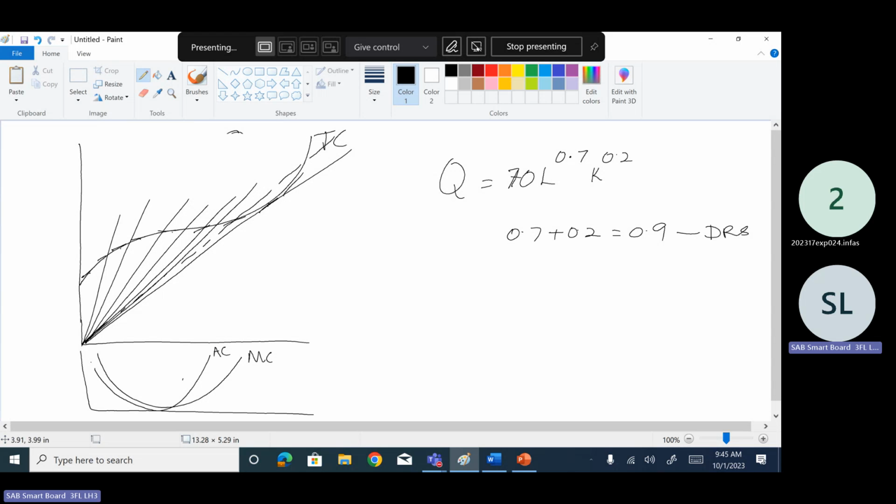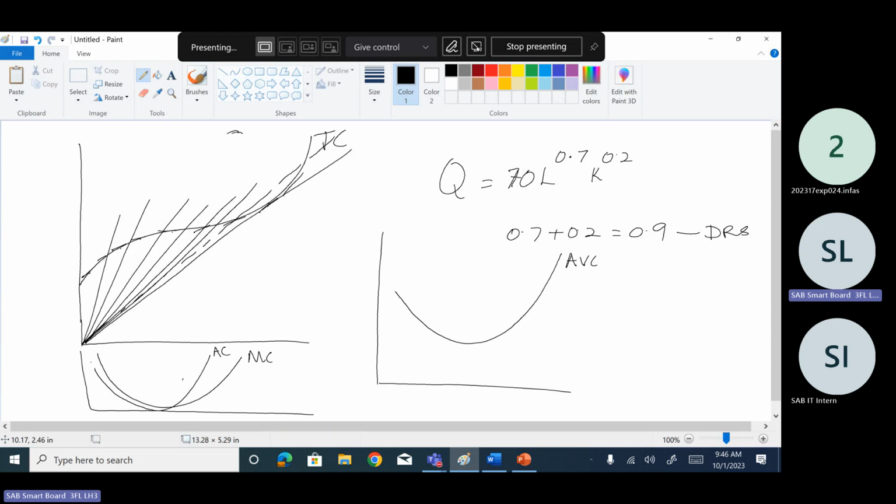is U-shaped. If you look at the average cost, initially it decreases, then comes to the minimum, and then increases. The average variable cost also works the same way, from the inverse S-shape. If you draw the lines from the origin, the same thing you can explore, and it also becomes U-shaped.